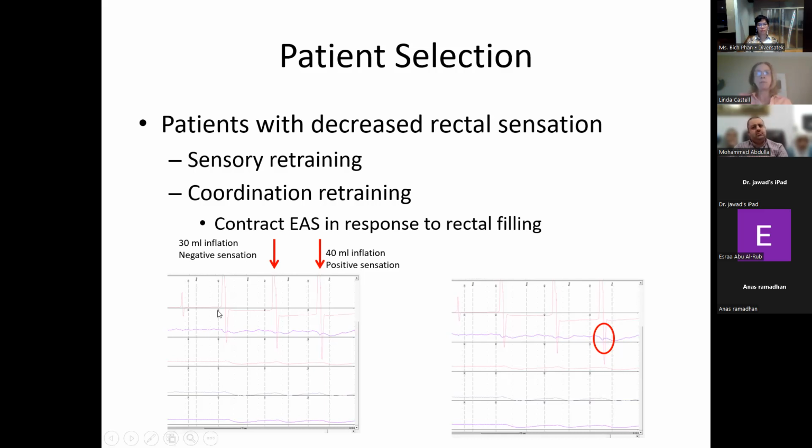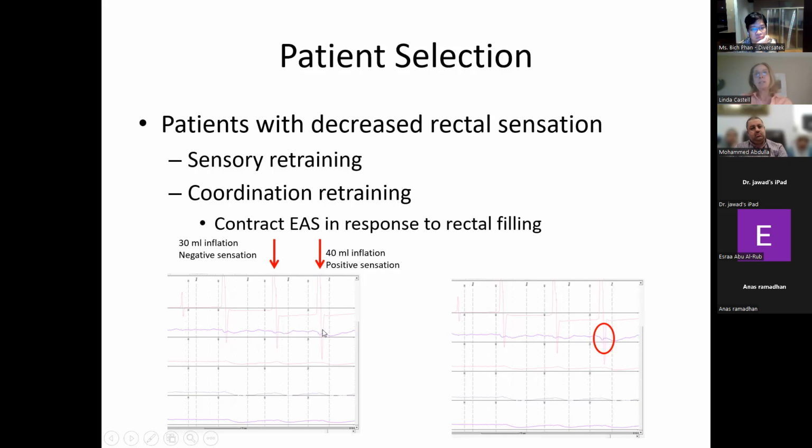It's because of what happens when you inflate the balloon in the rectum. So this top channel here where my red arrow is, that's our balloon inflating in the rectum. On our top channel here, this is our posterior orientation, the purple channel. When you stretch the nerves in the rectum, the internal anal sphincter relaxes to allow the stool to come down.